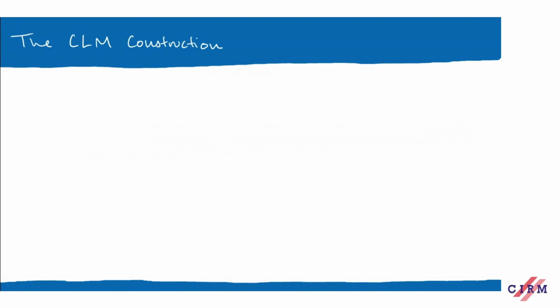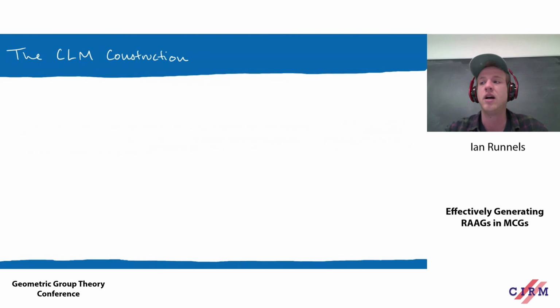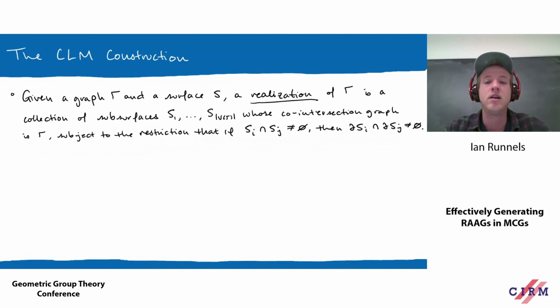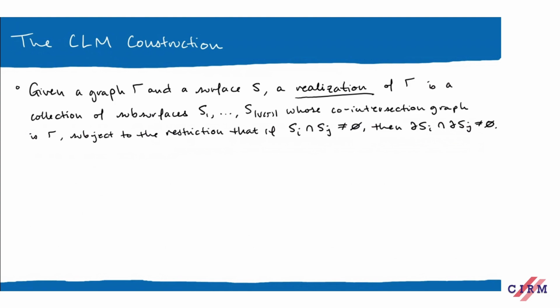Let's say you want to be really hands-on and build these RAAG subgroups very explicitly. Maybe you have a favorite RAAG and you want to embed it in some mapping class group to try to prove something. You can do this. It's a nice construction due to Clay, Mangahas, and Leininger, which goes as follows. Given a graph gamma, I can find some surface and some collection of subsurfaces whose co-intersection graph, which I just described, is gamma. I call this collection of subsurfaces a realization if, in addition to satisfying the right intersection relations, whenever two subsurfaces intersect at all, their boundaries necessarily intersect. This excludes including the whole surface in my collection, and it also excludes nested subsurfaces.